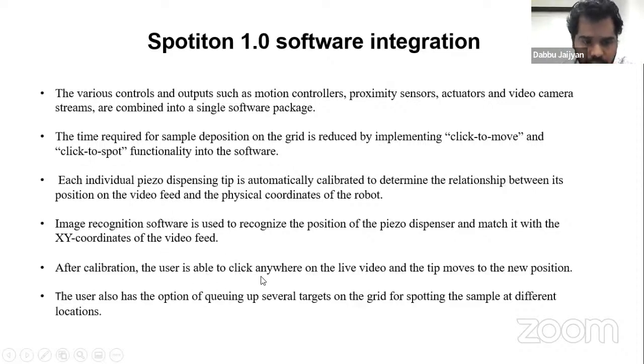After calibration, the user is able to click anywhere on the live video, and the tip will move to a new position. The user also has the option to queue up several targets on the grid for spotting the same sample at different locations. These are the functions controlled through this software, which can control the complete device.